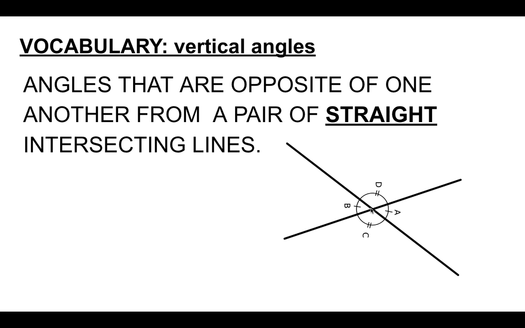And then notice in the image, we show that they're congruent. Angles A and B both have that single tick mark on the angle, and then C and D have the double tick mark on the angle.